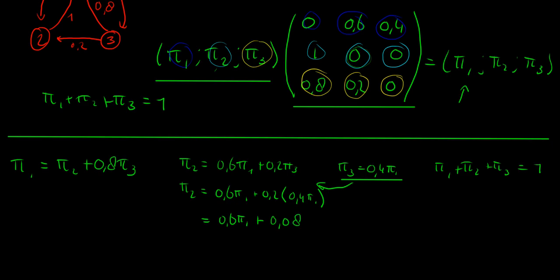We just substitute in, which results in 0.6 pi 1 plus 0.08 pi 1, which is 0.68 pi 1. That's pi 1, yes. So now we have already a pi 1 here, which is nice. We have a pi 1 at pi 3, and we only have pi 1 for pi 2 in terms of pi 1 here. Now we can substitute everything in our third equation.